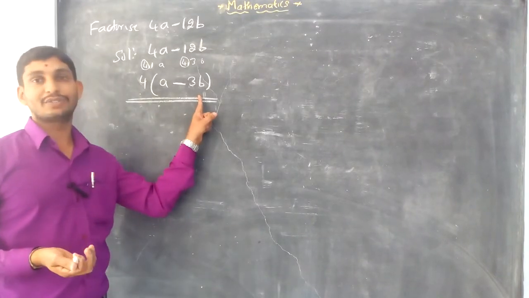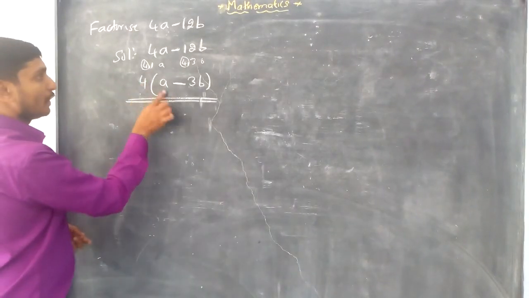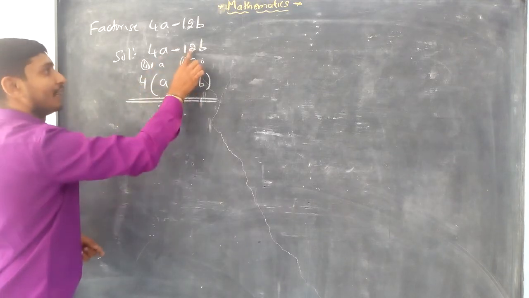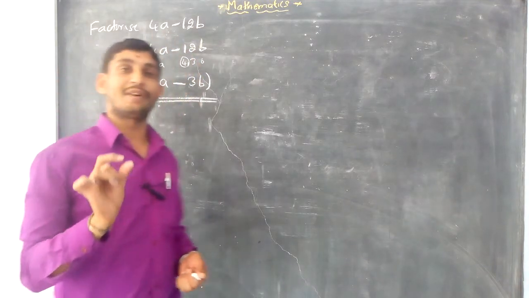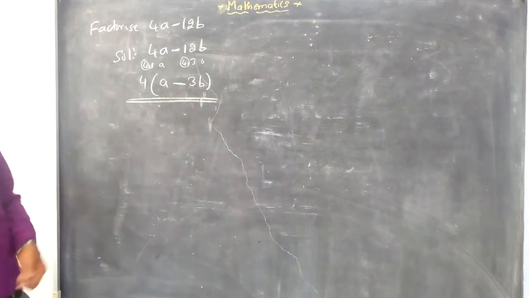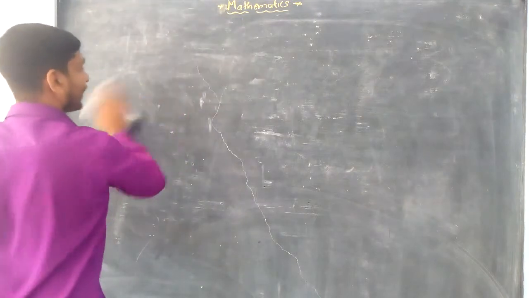Let us verify. 4 into a is 4a, plus into minus is minus, 4 into 3b is 12b. Yes, that means our answer is right. The answer is correct. Okay, let us continue. Let us take some more problems.